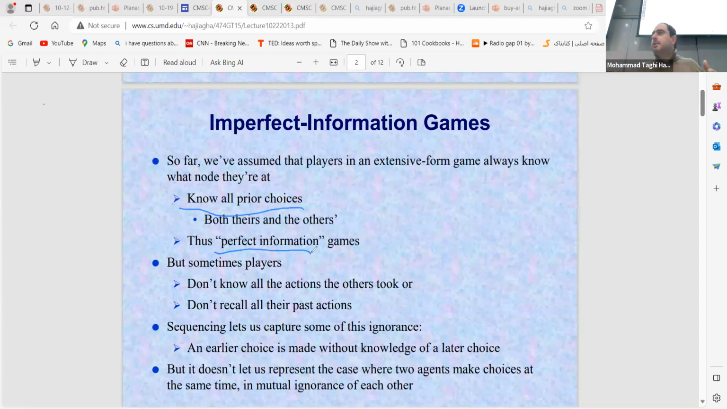But sometimes you might not know all the actions of others. They are more private. You know that you reached this state, but you don't know what all other people have done, especially if the number of players is larger. Sometimes you don't even recall your own past actions. You may have done something in the past and not remembered it. In a game tree where we are quite deep, you don't know what you have done before.